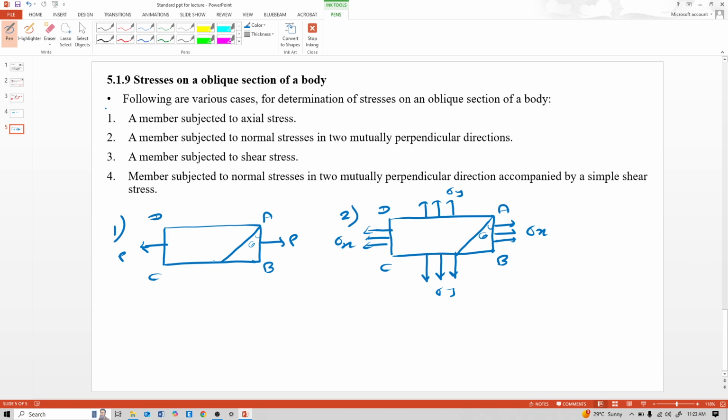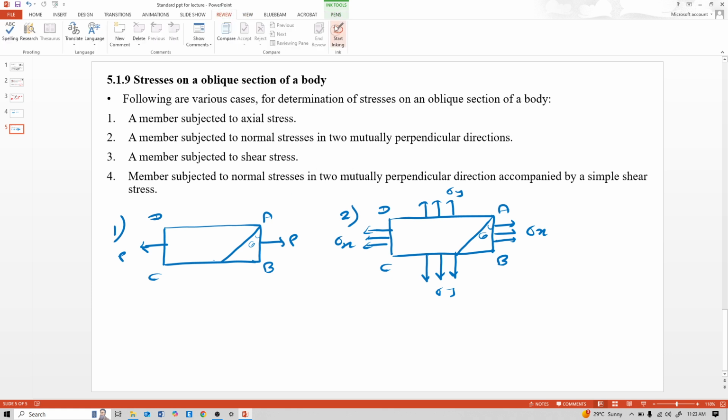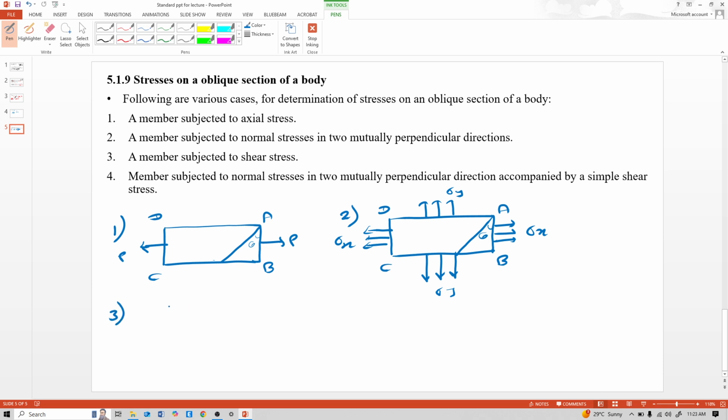Third is a member subjected to shear stress. So only shear stresses act on these planes: on plane AD, shear acting, on plane BC, on plane DC, and on plane AB also.